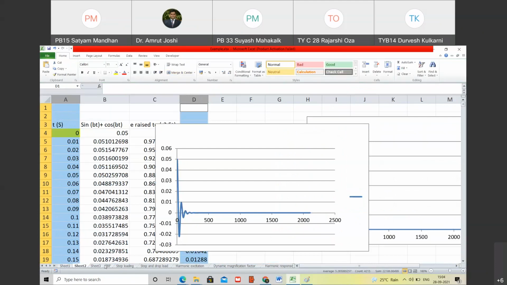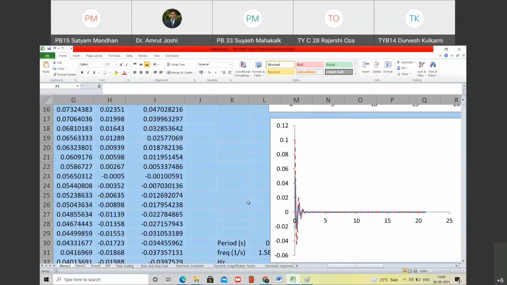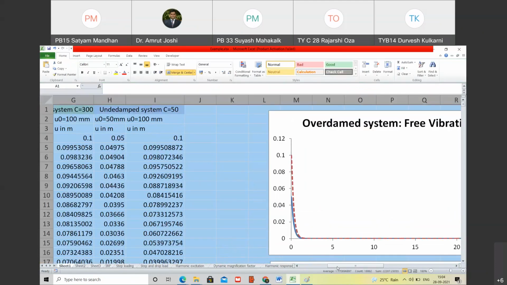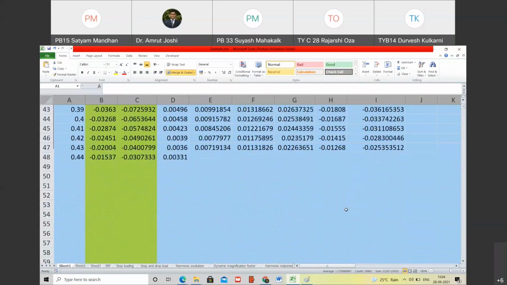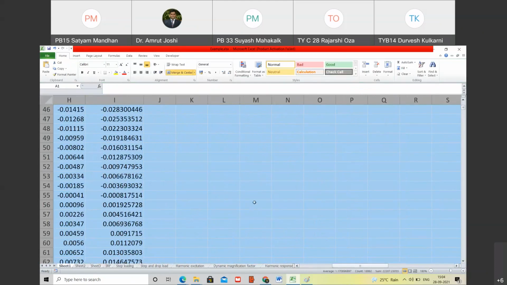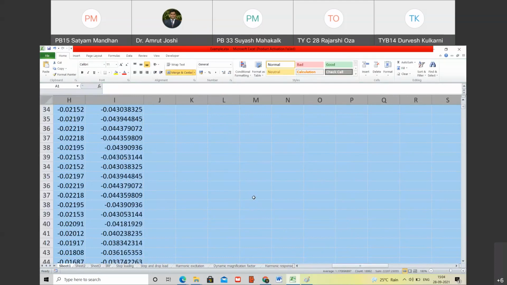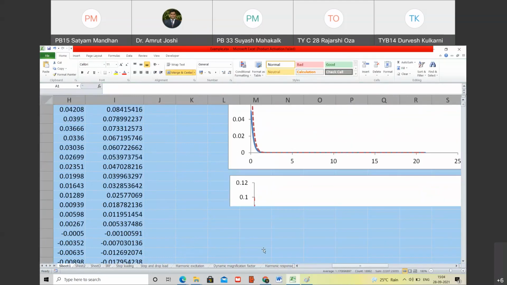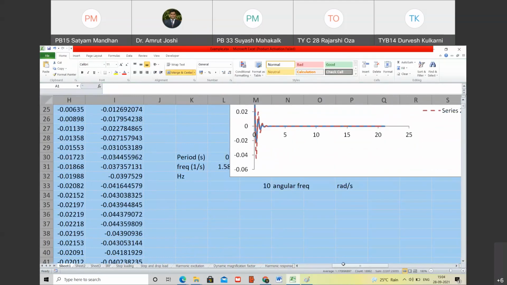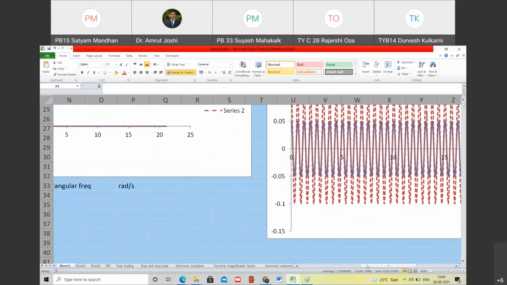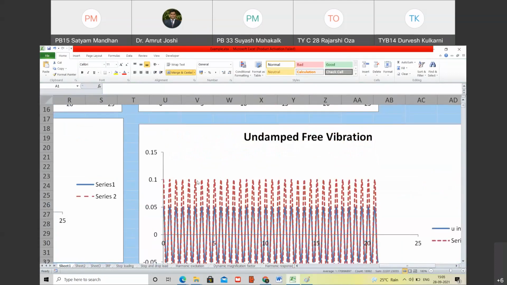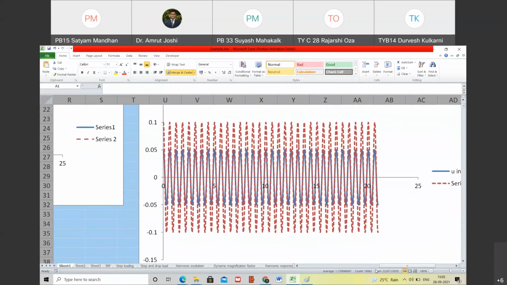Okay, have we not plotted the response for undamped system? We did plot it, right? Yes. So look at the response. Do you see that everywhere the magnitude is same in undamped free vibration? Do you agree with me?